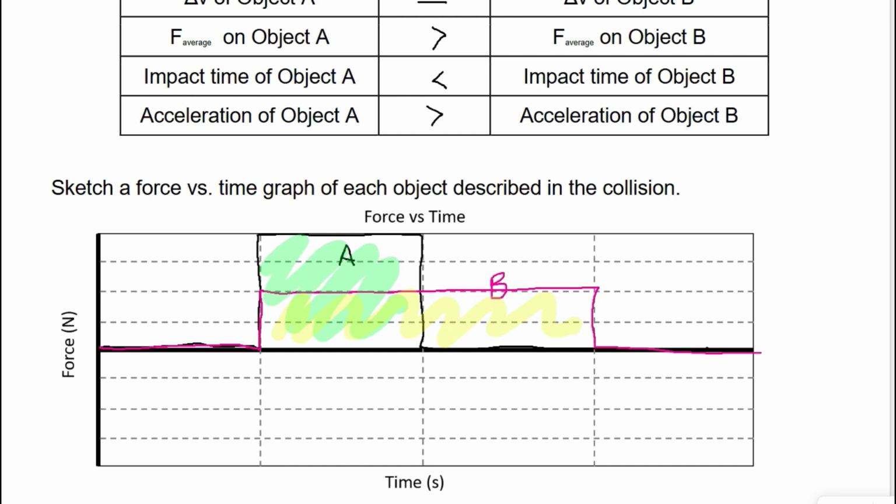The lower force applied over a longer period of time is how car airbags and helmets help protect us during collisions. The objective here is to increase the time period of the interaction so that the force applied is reduced. Hopefully you made sense of all those great relationships and you'll be able to do it on your test.